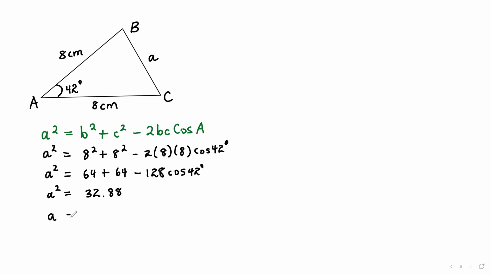So then A will be the square root of that. That means A is equal to 5.73. Taken to two decimal places. All right, so that's how you use the cosine rule to find a missing side. Okay, so I want you all to try one for me. I'm leaving this here. I want you to write out your solution exactly as is.